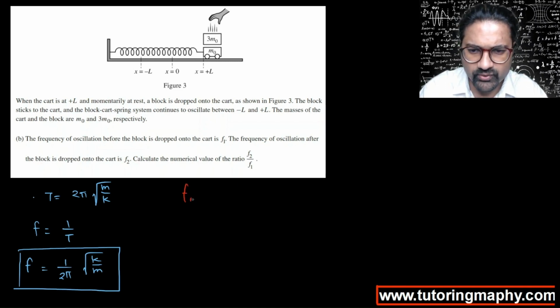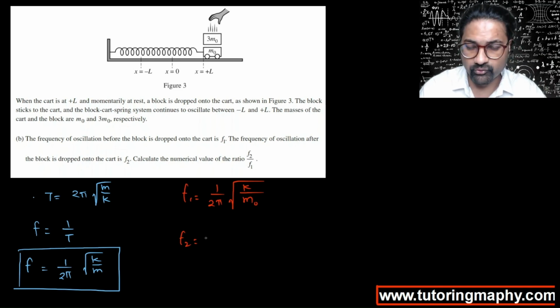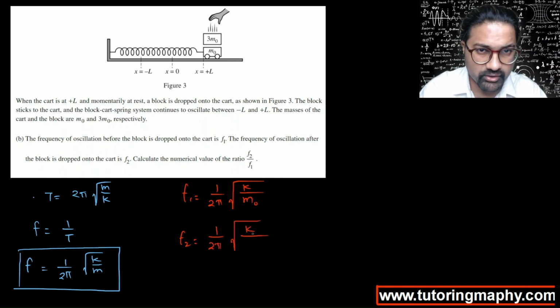So what is the frequency f1? f1 is simply when m is m0. So f1 is 1 over 2 pi root of k over m0. And what is the value of f2? In f2, nothing changes except the mass, because the total mass which is oscillating now is 4m0. So f2 will now become 1 over 2 pi root of k over 4m0, not 3m0, because the total mass will obviously be 4m0. So this is 4m0 over here.